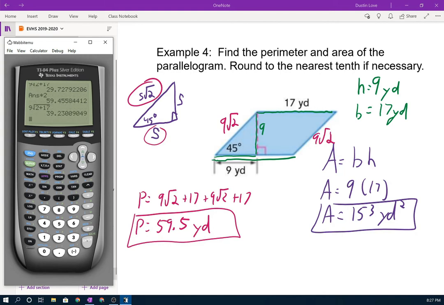And you'll also notice it gives us the wrong answer. It's off by a full 10 yards. So make sure you're pressing that right arrow. Don't take the square root of 17.